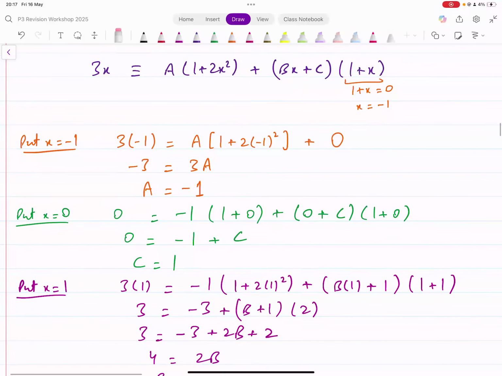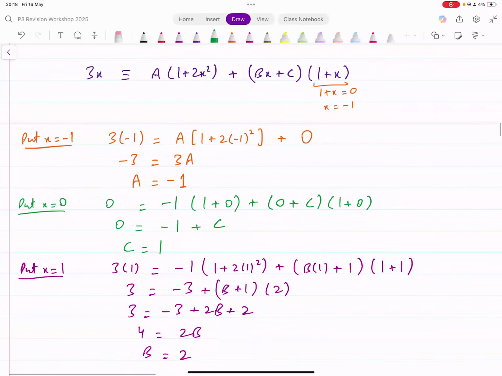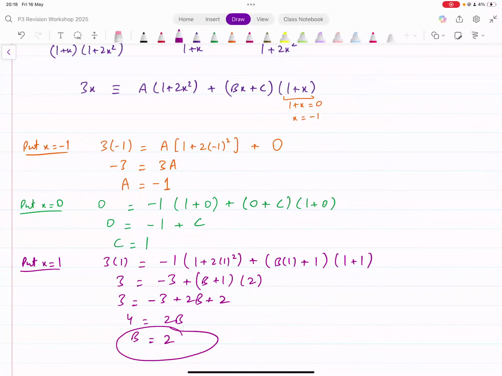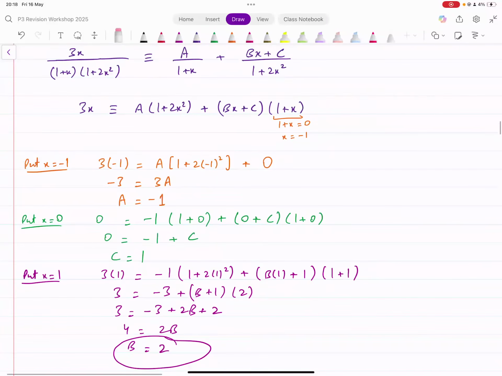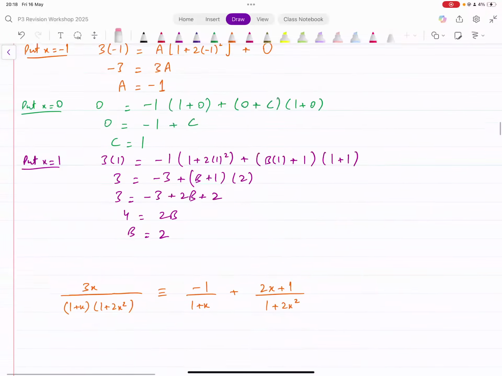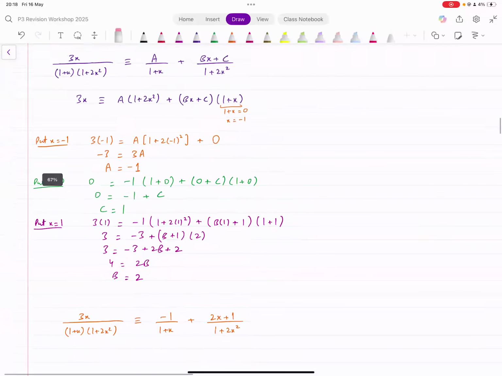And then finally, put another value of x. You can put x equals 1. Small positive integers are going to be easy to calculate and save you from careless errors. X equals 1, that's the next value that you can input. Now we already know the value for A, we already know the value for C, and you'll get the value of B from that. And these are the partial fractions that we get eventually: minus 1 over (1 plus x) plus (2x plus 1) divided by that.